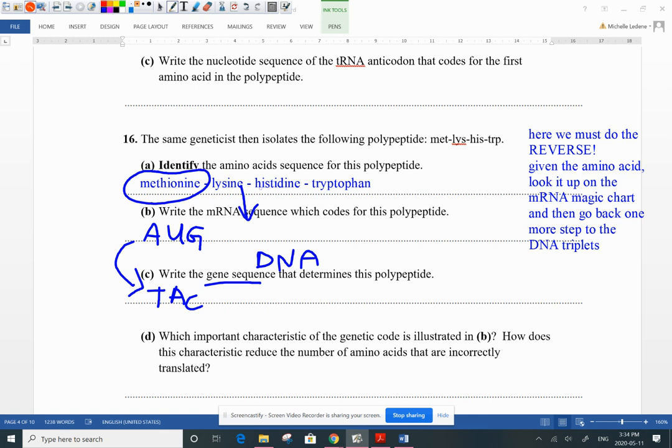Okay, and then we're going to look up lysine. If we look up lysine, we see that it is A, and then either A or G. So now we work backwards. It's going to be TT, then T or C. All right, so again, this is showing us going forward, our protein synthesis, translating and transcribing. And this is just another skill. You have to be able to do this both forwards and backwards. If I give you the amino acid sequence, work backwards using your magic chart to the mRNA, and then backwards from that to the gene sequence, the DNA.